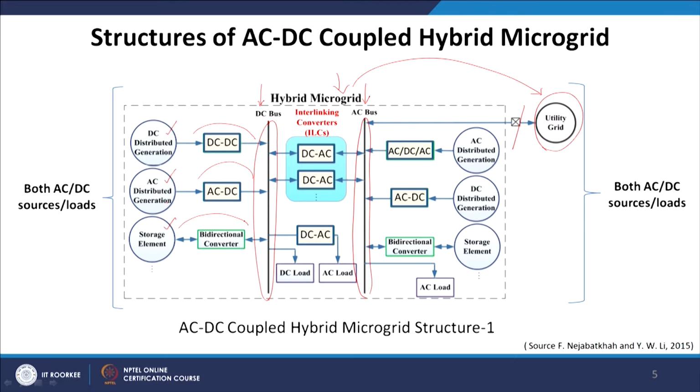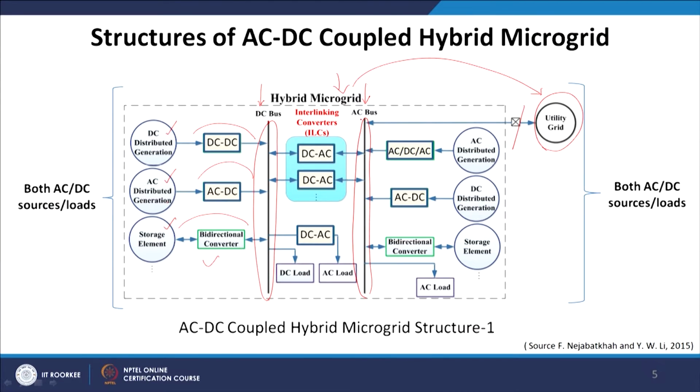be connected to my DC bus through a bidirectional converter, because it may have to discharge its energy to the grid when required, as well as it has to charge as and when required. So, that is what it means, bidirectional conversion presence.